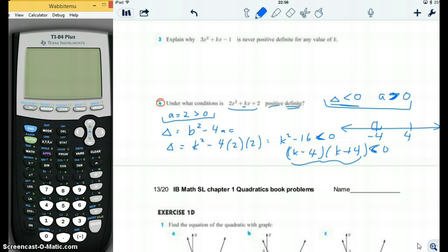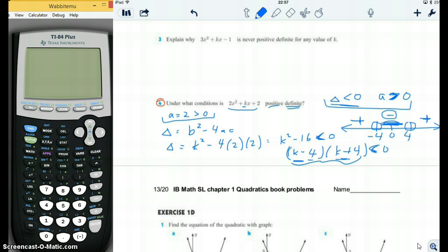At 4 and -4, it is 0. When k is 0, for example, that would be -4 times +4, which is a negative number. So yeah, this part's negative. And then over here, a big negative number times a big negative number is a big positive number. So this part's positive. A big positive number times a big positive number is a positive number. So that means that the only part of the sign diagram that's negative is between -4 and 4.